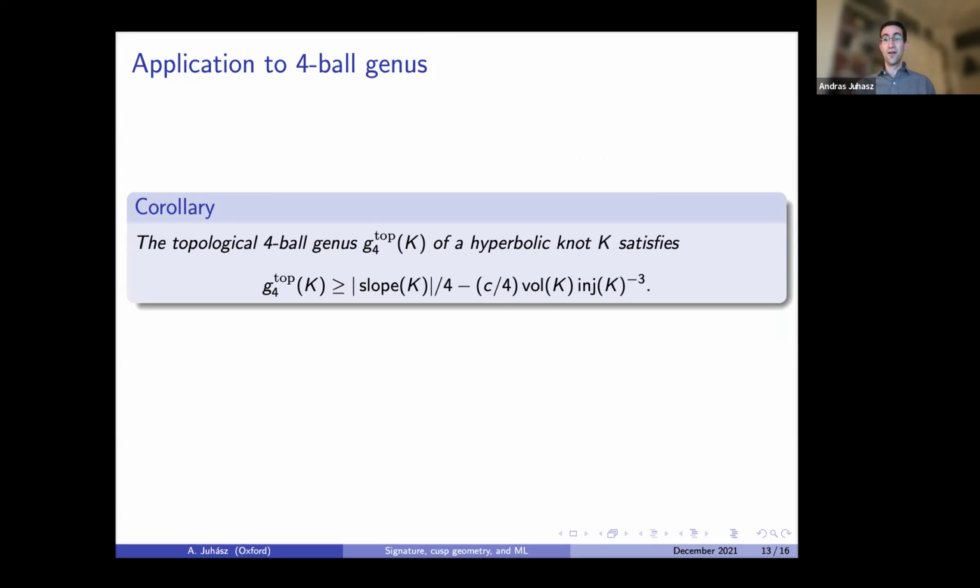Now, since the signature gives a lower bound on the topological 4-genus, if we reverse this theorem, we get that using the hyperbolic geometry, namely the slope, you can get a lower bound on the topological 4-genus, which is also kind of surprising.